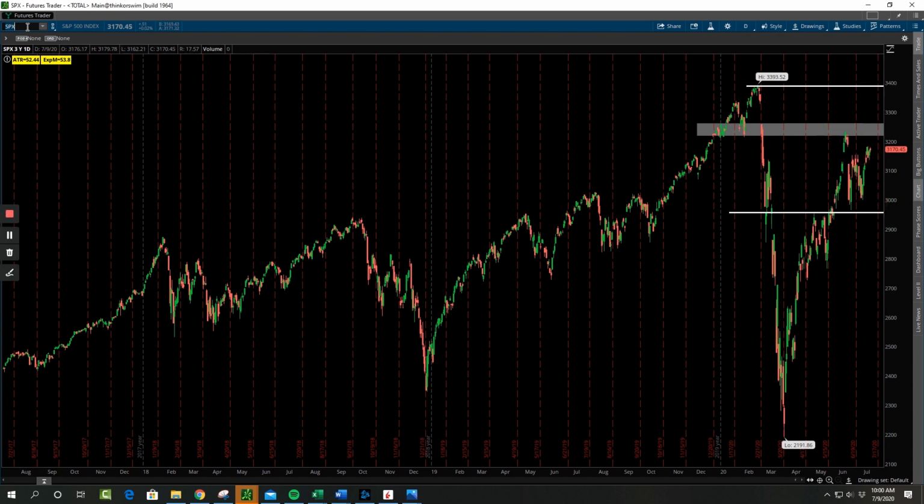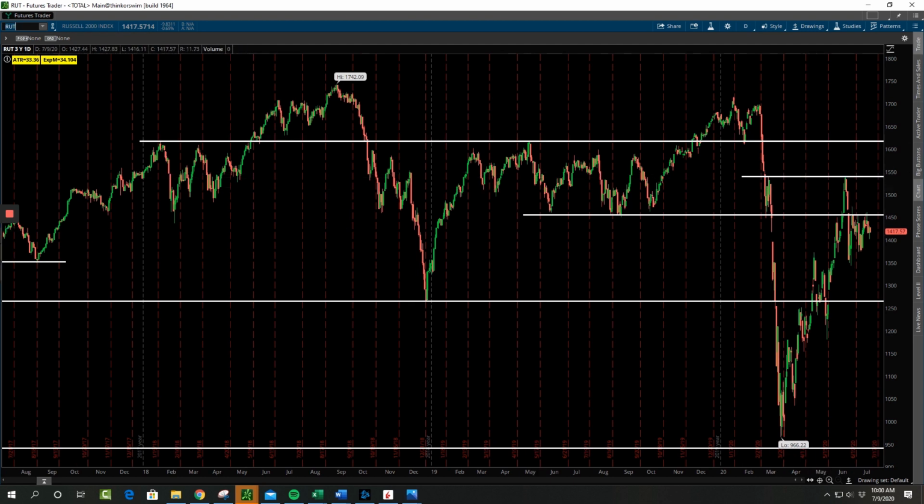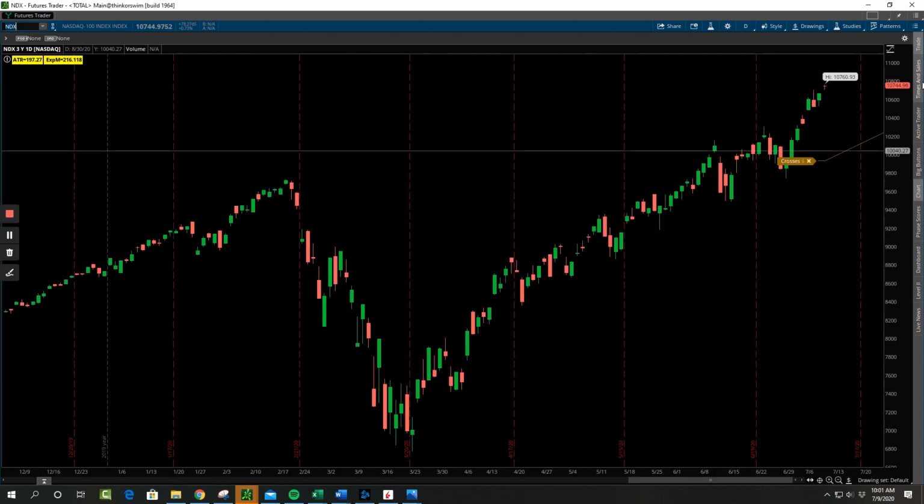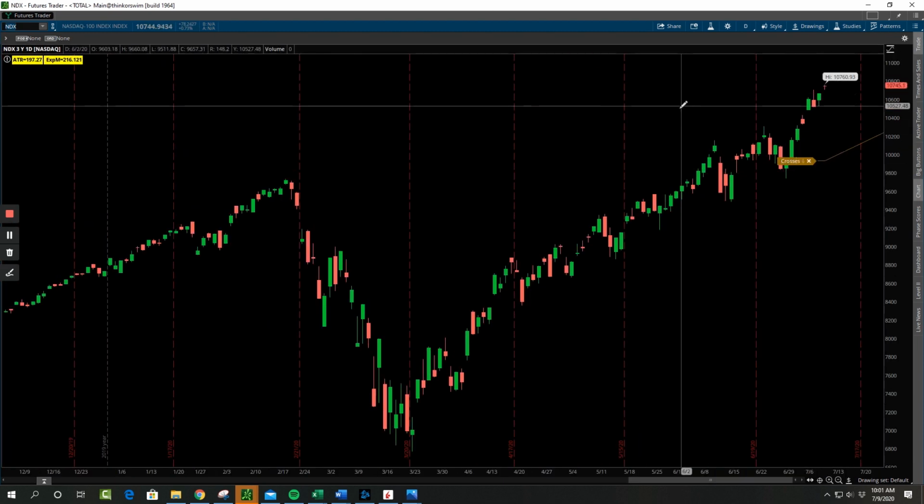We take a look at the Russell 2000. We are still failing at the 50s, right? 1550 failure point. Now we're running into that 1450 resistance. We've got support at 1350. So not a whole lot's changed over there. The Nasdaq, on the other hand, continues to be the monster. It continues to push higher.